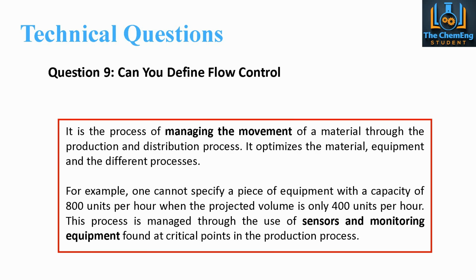the movement of material. Now, say for example, we couldn't specify a piece of equipment with a capacity of say 800 units per hour, when the projected volume would only be 400 units per hour. So therefore, the process is managed through the use of sensors and monitoring equipment that are found at critical points within the production process. And the way that we would find these critical points is through optimization. So we could perform several different optimization techniques, and we could actually determine where these critical points are and then work out how we can actually implement these flow control systems.